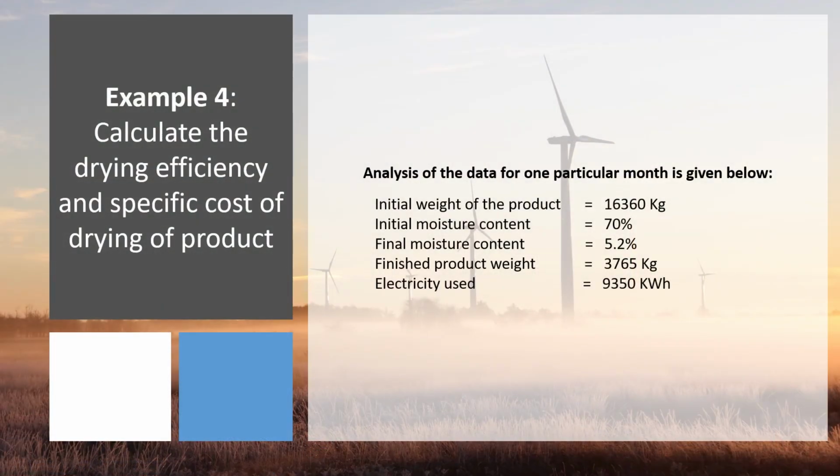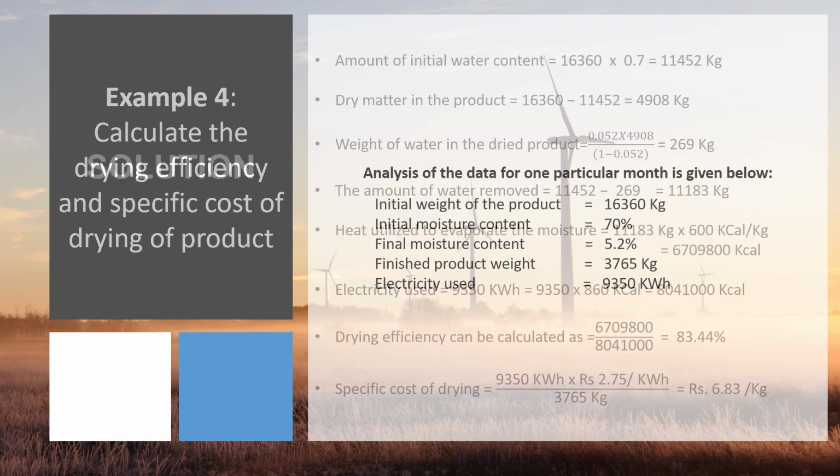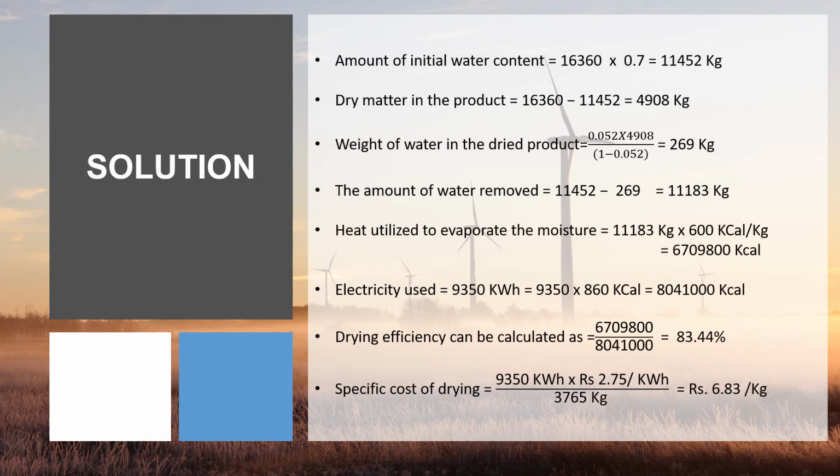of product. Analysis of the data for one particular month is given below. The initial weight of the product is given as 16360 kg. The initial moisture content of the product is given as 70%. Final moisture content is 5.2%. Finished product weight equal to 3765 kg and electricity used 9350 kilowatt hour. Here the initial weight of the product is 16360 kg. Initial moisture content is 70%.